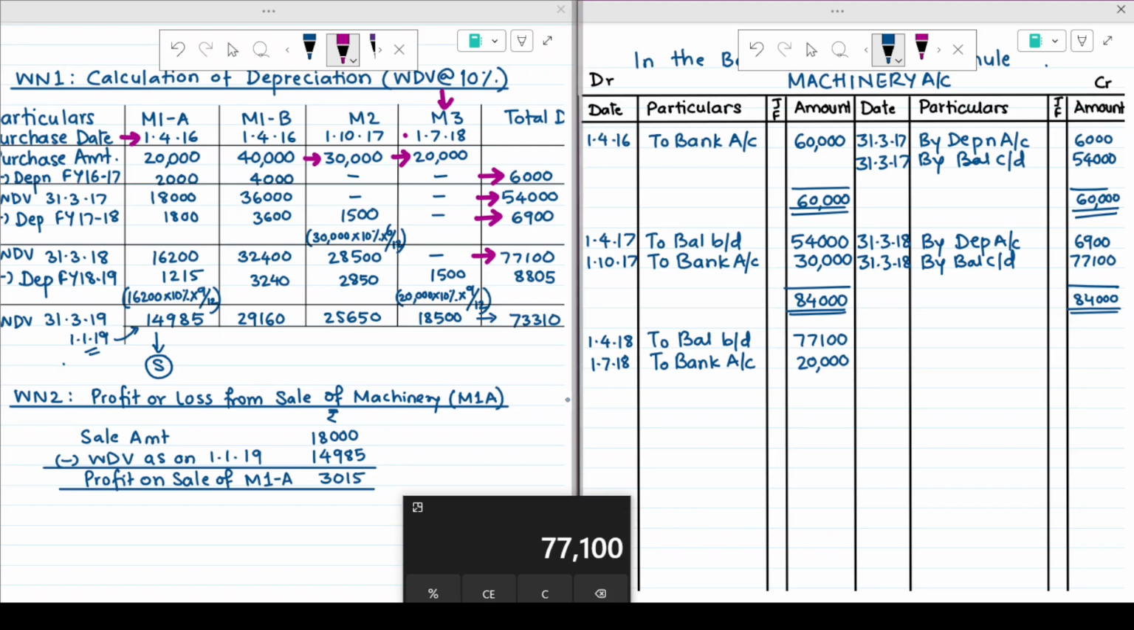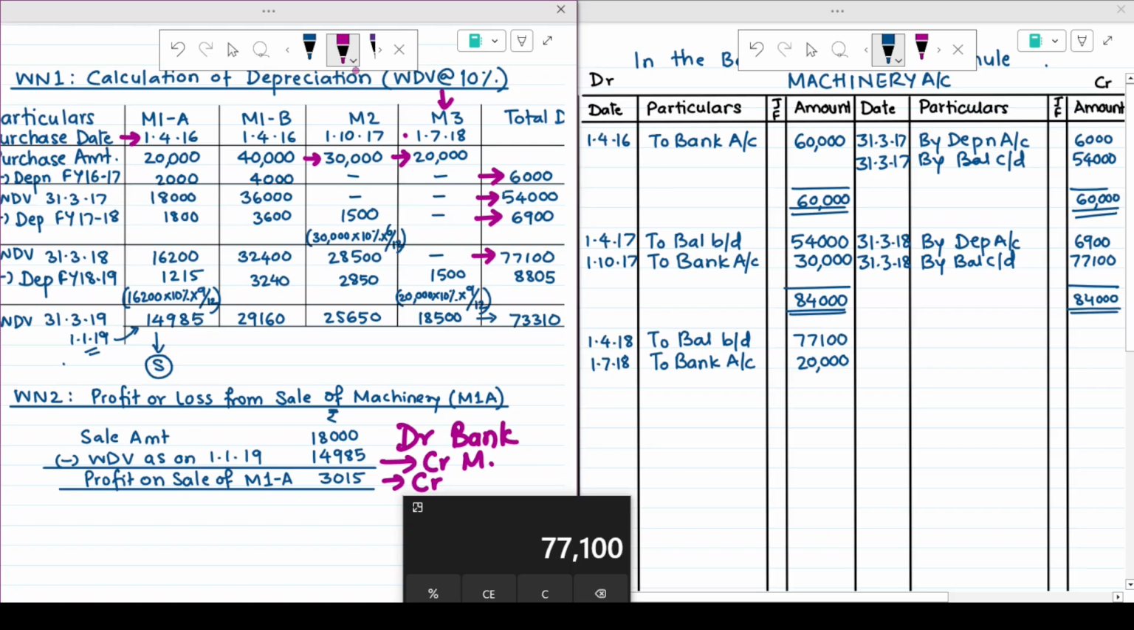And after purchase entry there is one sale entry. For sale entry you can see that sale amount is 18,000, so we are going to receive this amount in our bank, so we'll debit this to bank account, right? And the asset is going out of business. The WDV of asset, the book value of the asset, is 14,985, so we'll credit this amount. This is machinery account, the effect will go to machinery account. And profit on sale of machinery, we credit the incomes and gains, right?